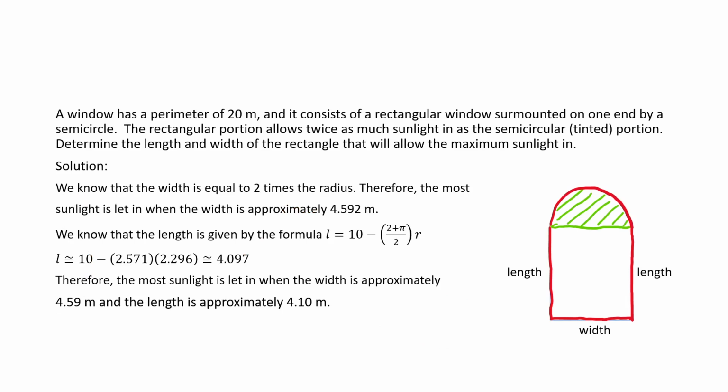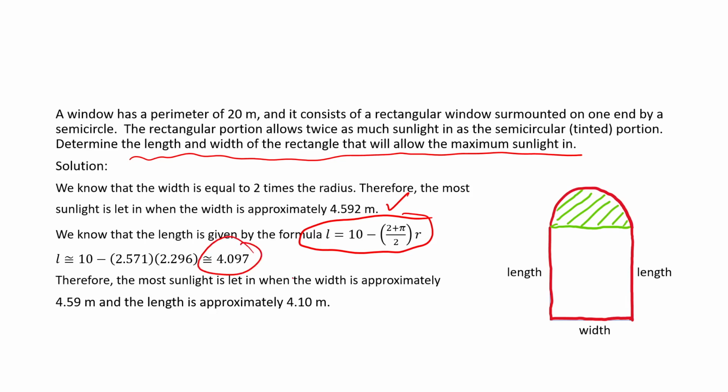Now, the width of the rectangle, if you go back to the question, it said, what are the length and width of the rectangle allowing that maximum sunlight? So the width is roughly 2 times the radius. So 2 times our value for radius of 2.296 would give us 4.592. And the length was given earlier by a formula that we arrived at. So that would make the length roughly 4.097. So to actually answer the question as it was asked, we would want the width of that rectangle to be approximately 4.59 meters and the length to be approximately 4.10 meters.